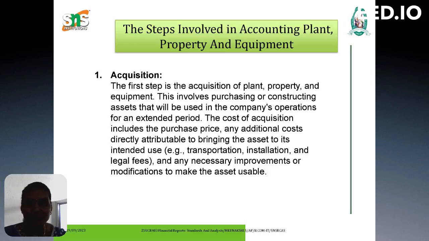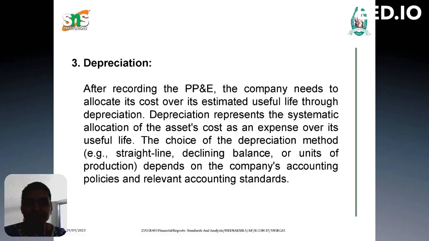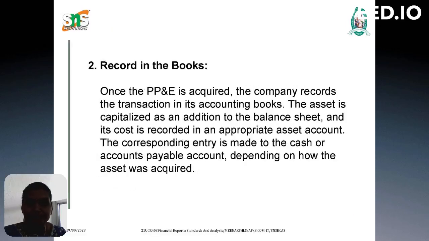The second step is recording in the books. Once the PP&E is acquired, the company has to record the transaction in its accounting books. The asset is capitalized, an addition to the balance sheet, and the cost is recorded in an appropriate asset account.